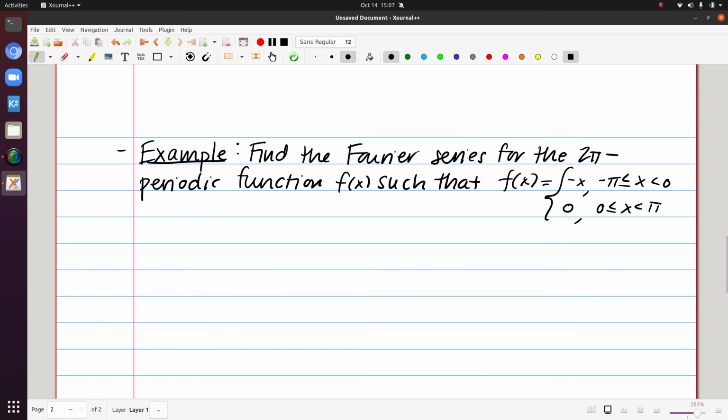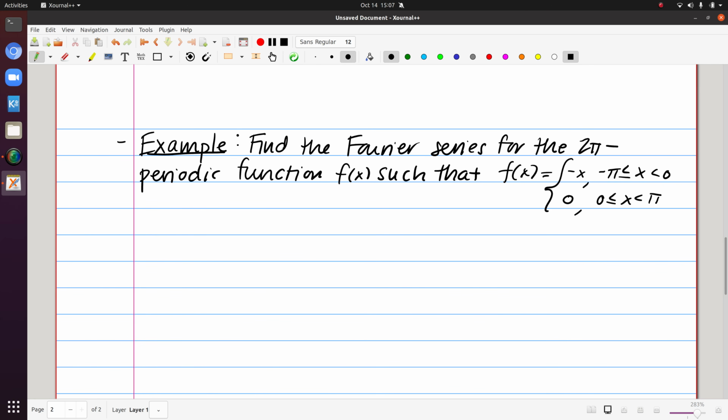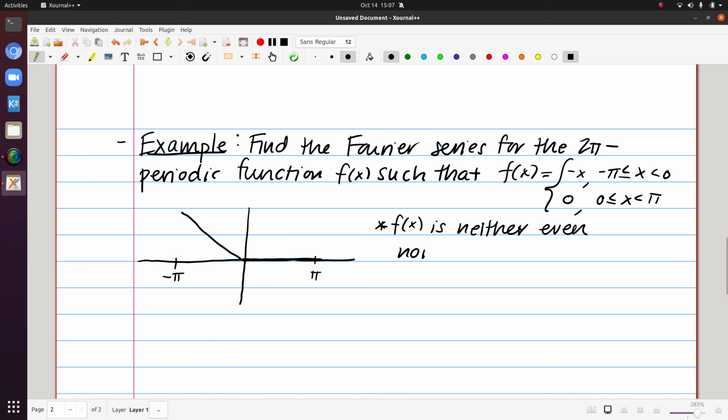So like before, my natural inclination is to start by just sketching the graph, even over a full period. So here, like before, we get y equals negative x when we graph this from minus pi to 0. But from 0 to pi, we get just y equals 0. So note that f of x is neither even nor odd. And that just means that there aren't any shortcuts here. So we have to find all coefficients. I don't get to assume any of them are 0.